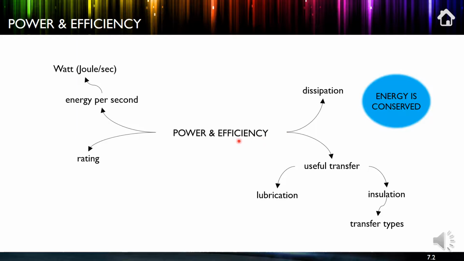Now over on this side we have efficiency. So efficiency means how good is your device? How good is it at turning your starting form of energy into something useful? Now a lot of effort is put into avoiding dissipation, so losing energy to heat, and two examples here are lubrication, which reduces friction, and insulation, which reduces heat transfer.